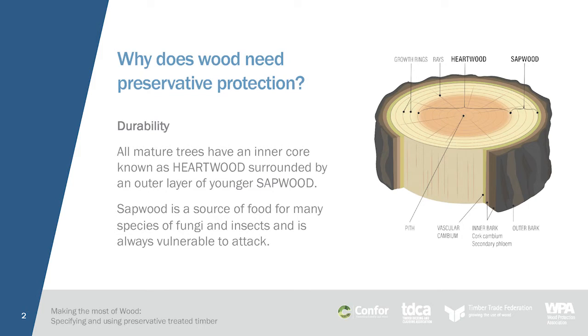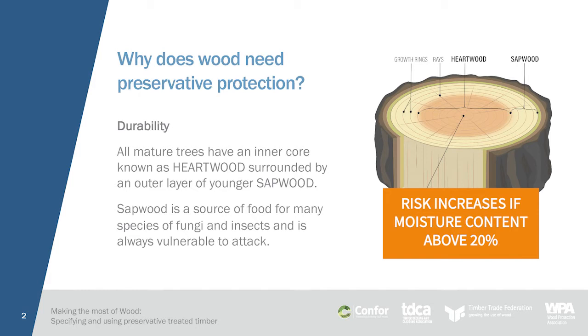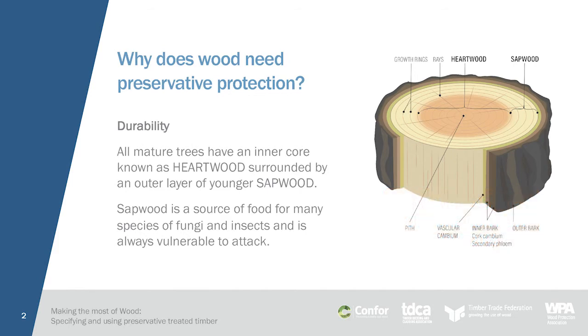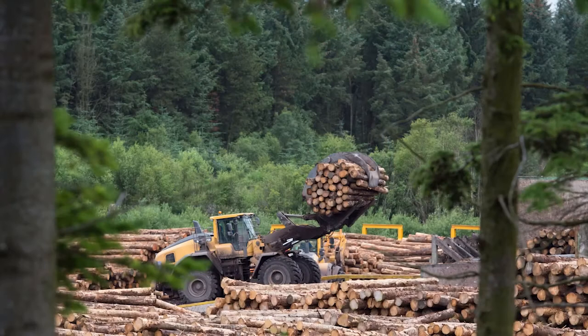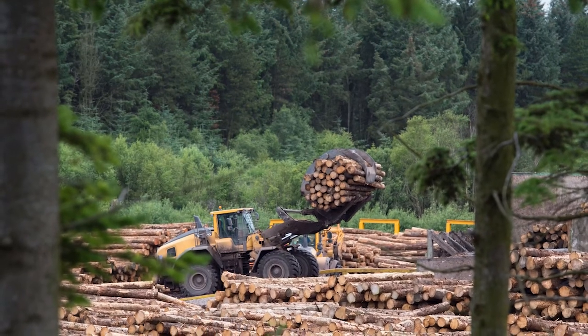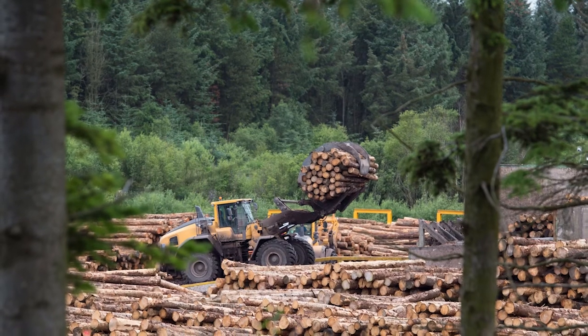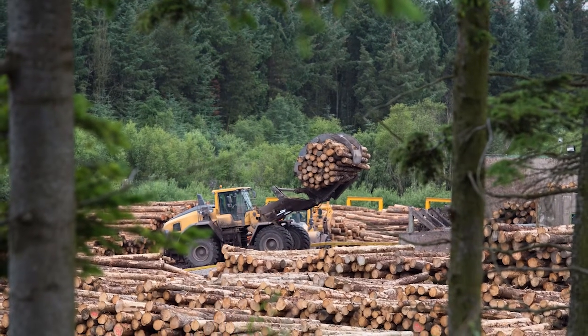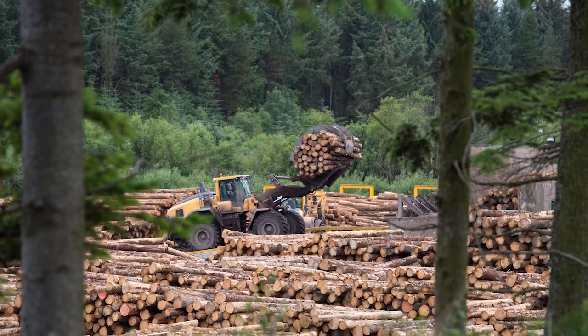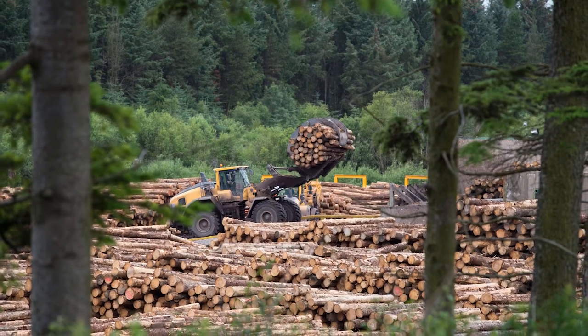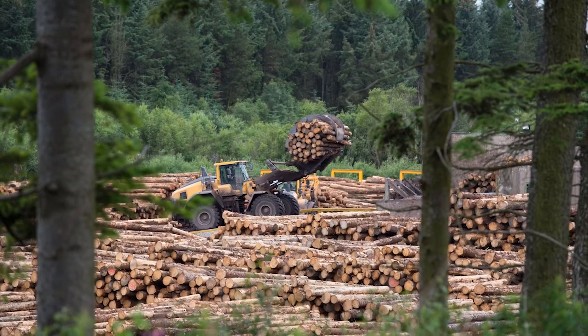Sapwood, on the other hand, is a source of food for many species of fungi and insects, and it's always vulnerable to attack. The risk of attack increases significantly if the moisture content of wood, for any reason, rises above 20%. For example, poor installation practice, poor maintenance, persistent condensation or damp. A significant proportion of sapwood is likely to be present in the plantation-grown softwood that we use for building. Hence, the precaution is taken to enhance this low natural durability by treating many softwood timbers with preservative prior to use.